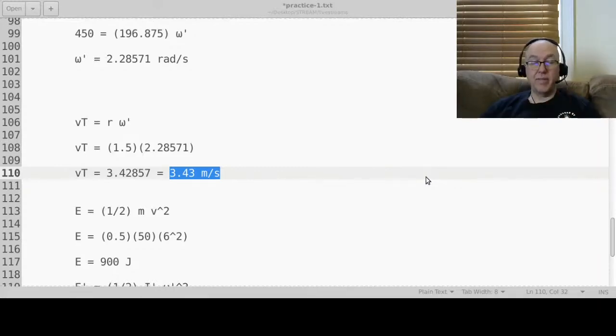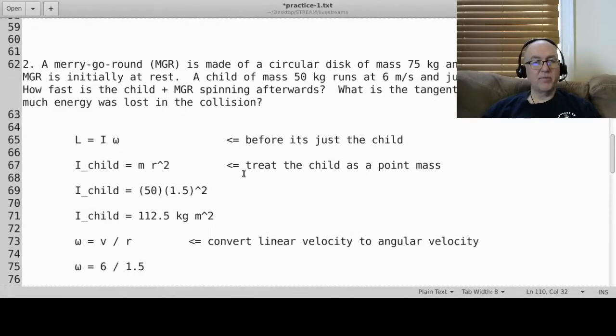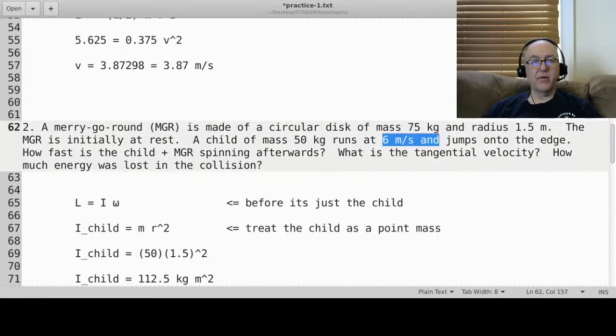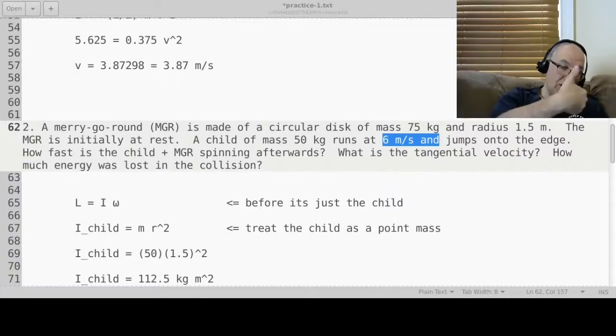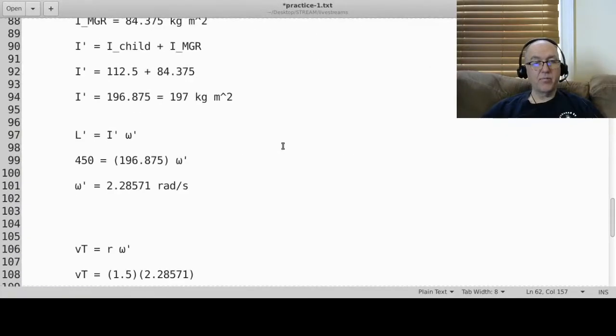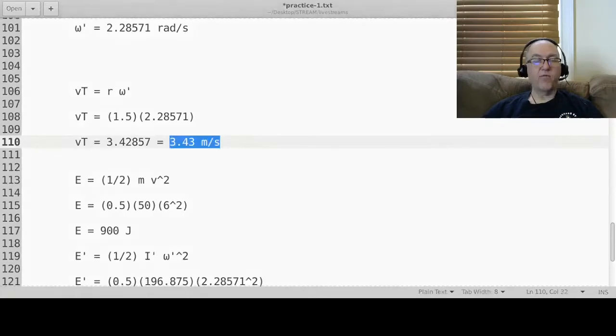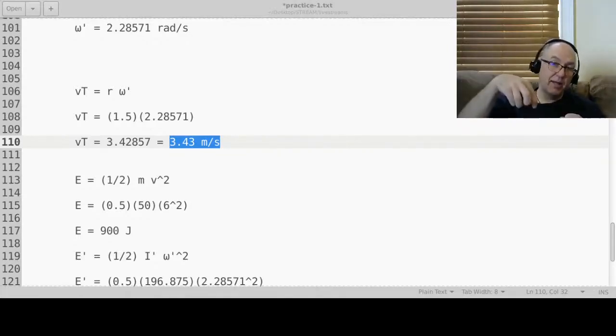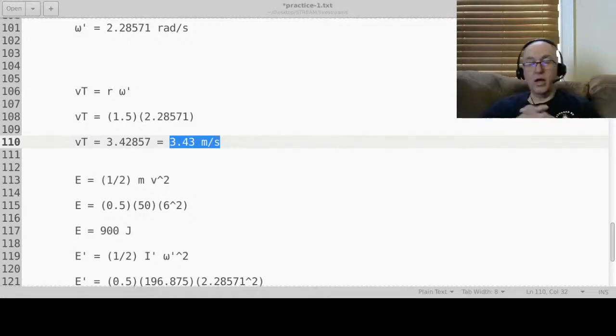So, always look to make sure: does your answer make sense? So how fast was the child running before they jumped on? Well, before they jumped on, the child was running at 6 meters per second. And then after they jump on, they're still moving, albeit on a curve, but now they're moving at a velocity of 3.43 meters per second. And that makes sense. You don't expect the child to jump on and then suddenly it spins faster. You expect the child to jump on and then the child is moving slower along the circumference of the merry-go-round. And that's what you found. So yeah, it does make intuitive sense.